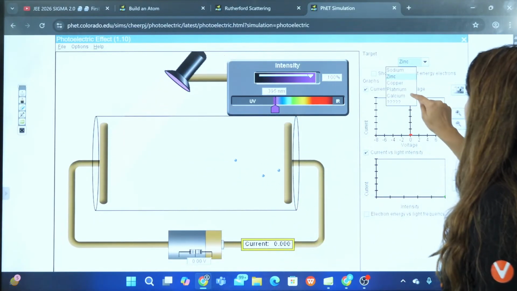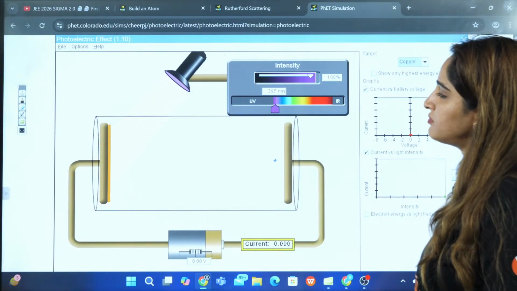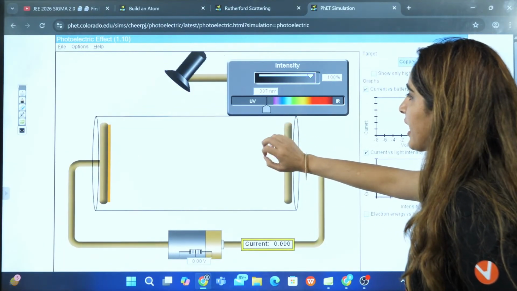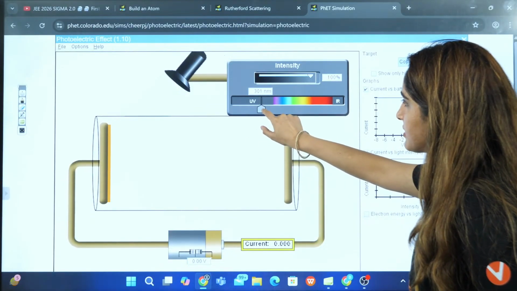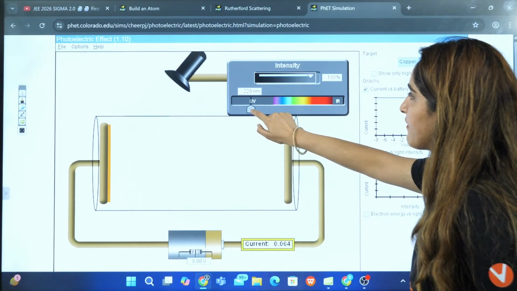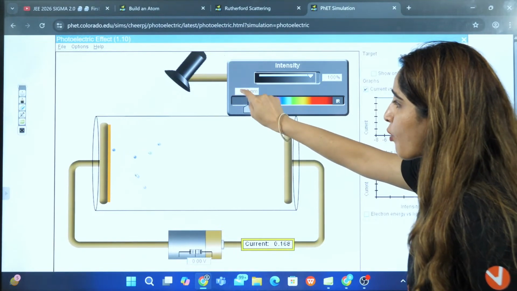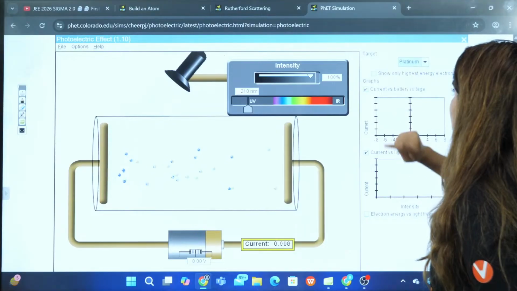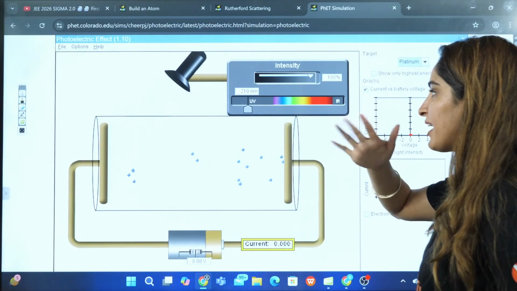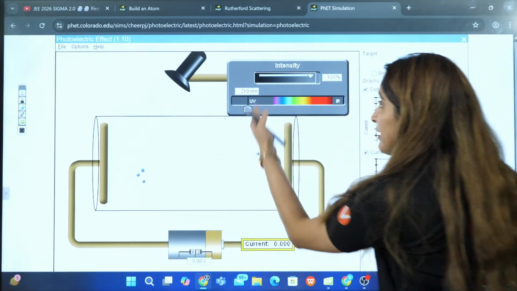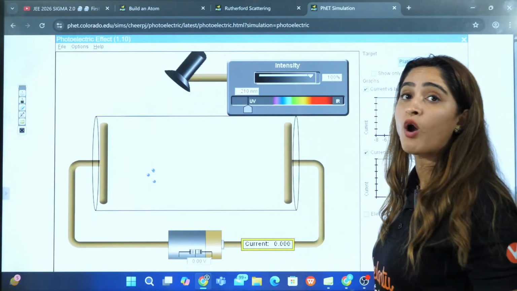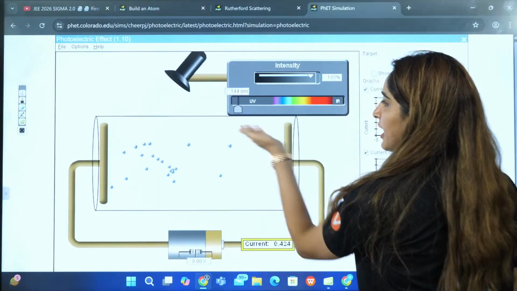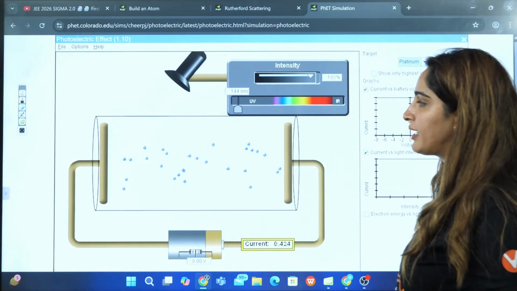Let's change it to copper. Let's see if it is doing it. No. Then we again have to decrease the wavelength so that the energy increases. At this point, it is able to take out the electron. Again, we will do it for platinum. For platinum also, even this much energy is not enough, right? For platinum, you need even more energy. Only then can it take out the electron.